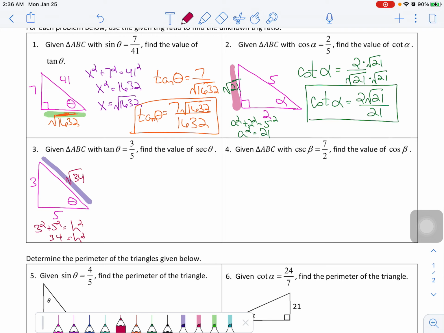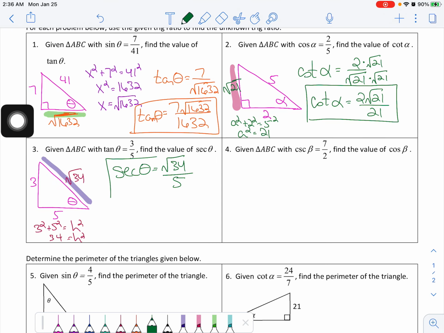All right, so that's not going to reduce in any way, shape, or form. So the secant of theta, well, cosine of theta is adjacent over hypotenuse, and cosine and secant are reciprocals. So I'm going to do hypotenuse over adjacent. So root 34 over 5. Because the root is already in the numerator, I do not need to rationalize at all. So that part's done.